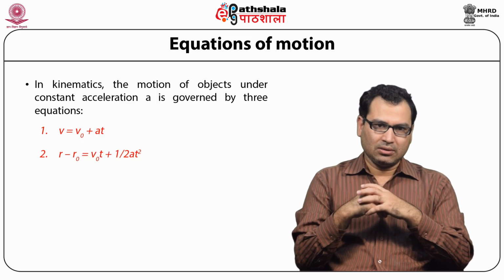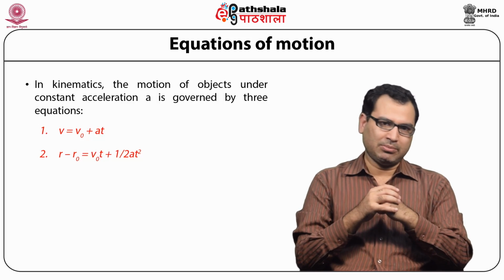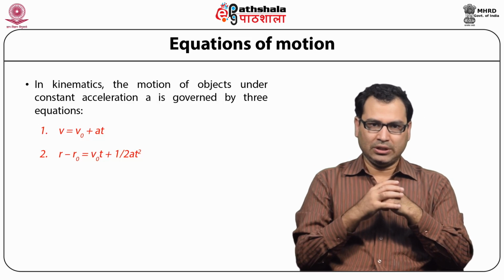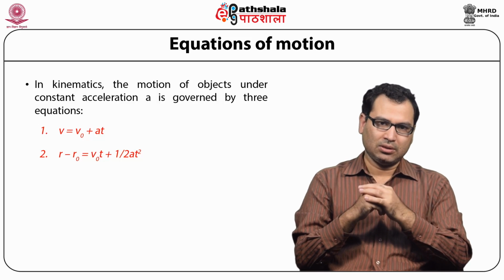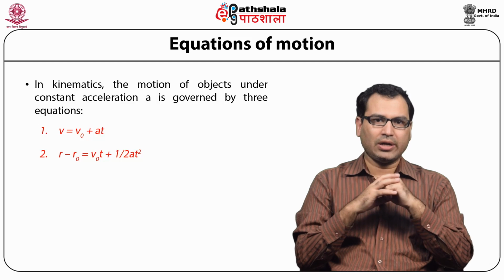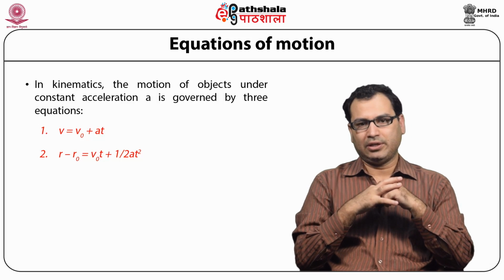The second equation is to find the displacement from t equal to 0 to t equal to t. What is the displacement? Mathematically the equation goes as r minus r naught equals v naught t plus half at square.